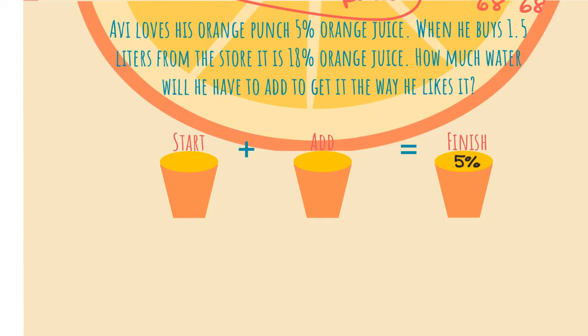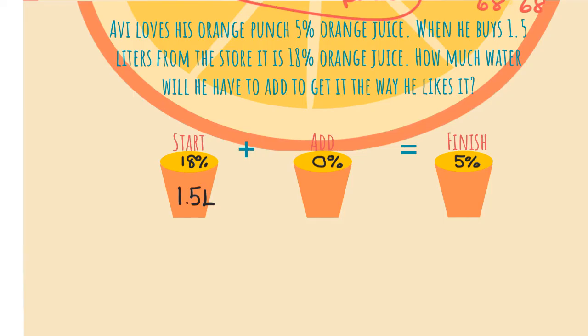We start with 18%. We start with 1.5 liters. He knows he's going to add water. Now, this is going to sound like a trick question, but I'm going to ask it anyway. What percent of the water is orange juice? That's right. The water is 0% orange juice. He's diluting it. He's taking the 18% and making it 5%.